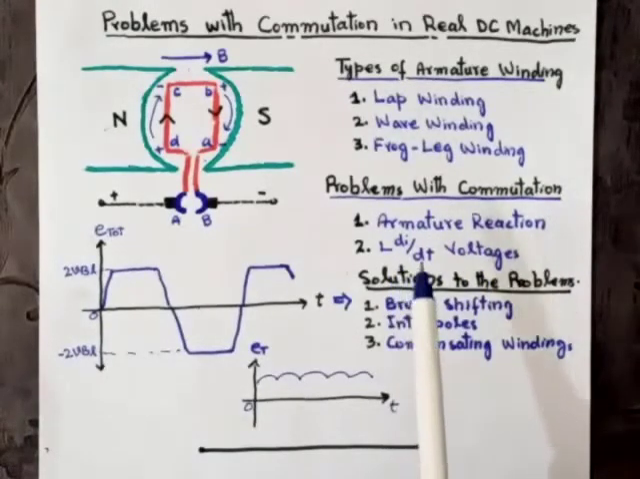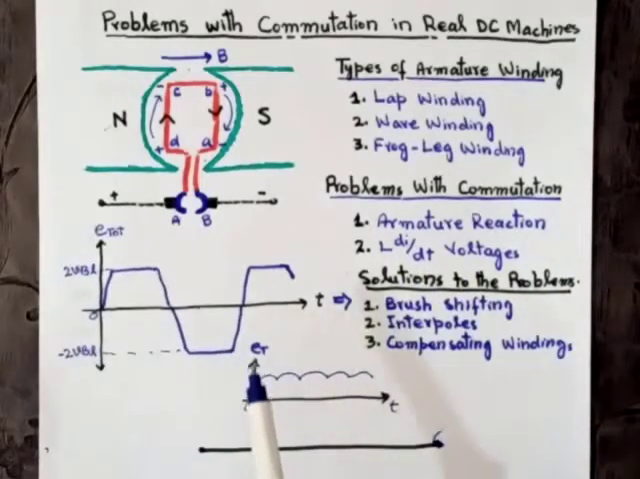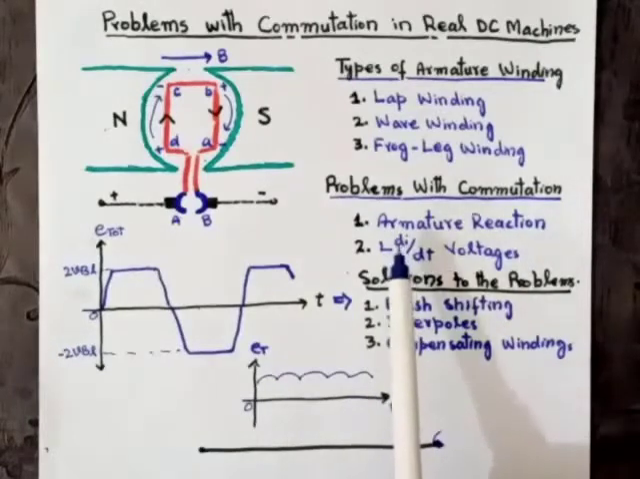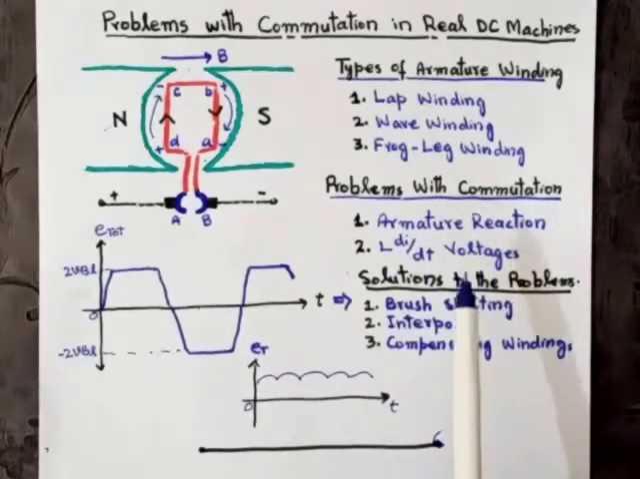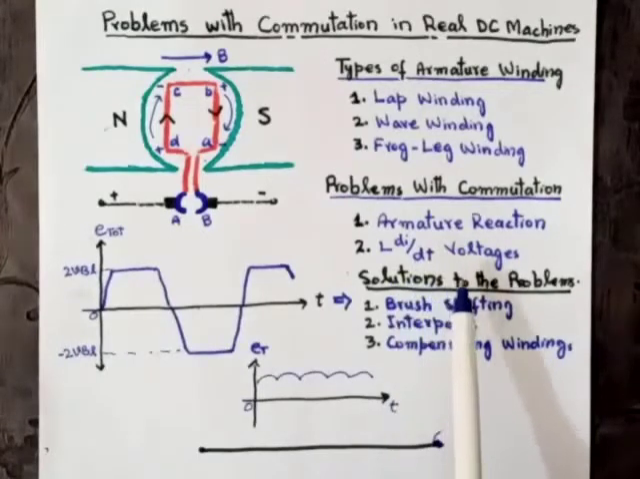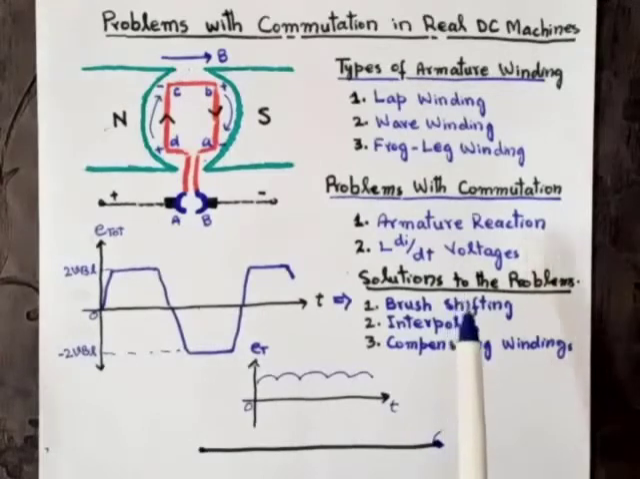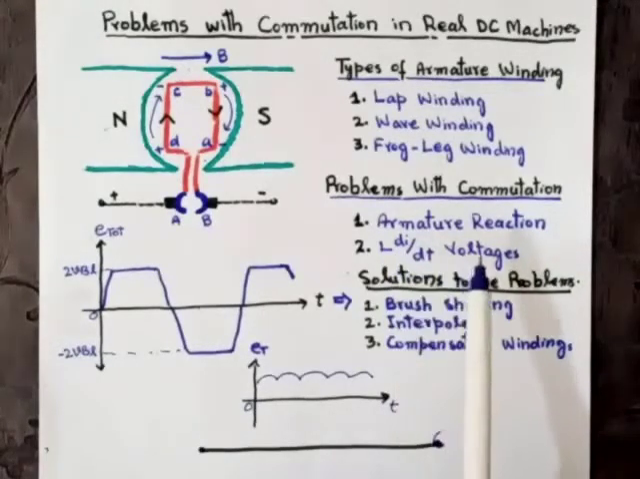There are two main issues in real DC machines that disturb the commutation process, that is, the process of AC to DC conversion. The first problem is armature reaction and the second problem is L dI over dt voltages. So students, let's first discuss armature reaction.